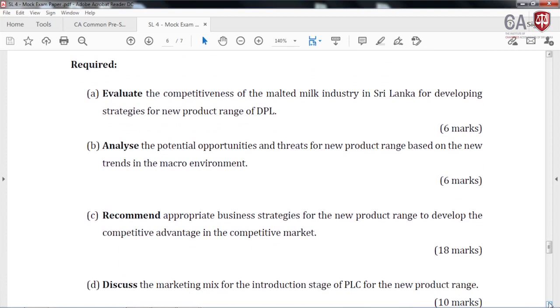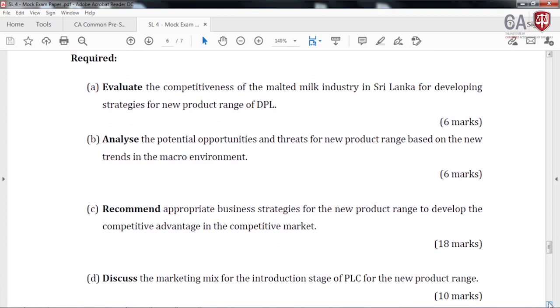Part A. What is the requirement of part A? Evaluate the competitiveness of the malted milk industry in Sri Lanka for developing strategies for the new product range of DPL.